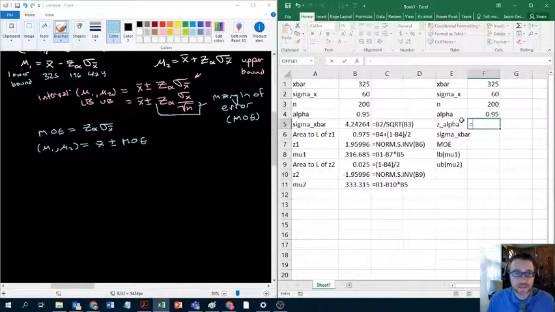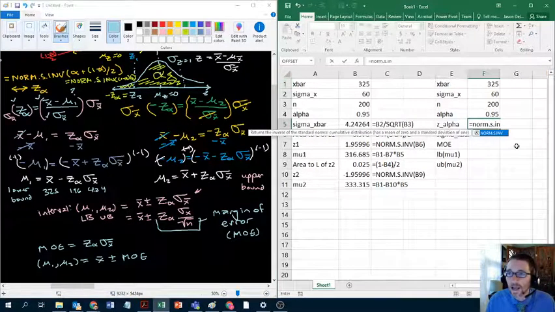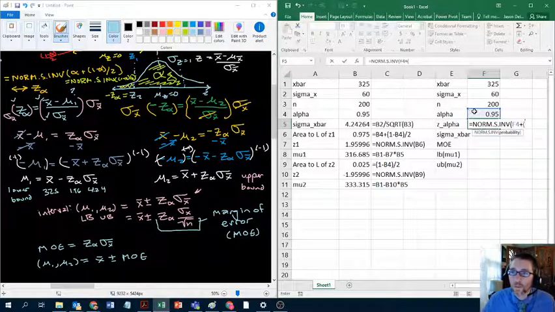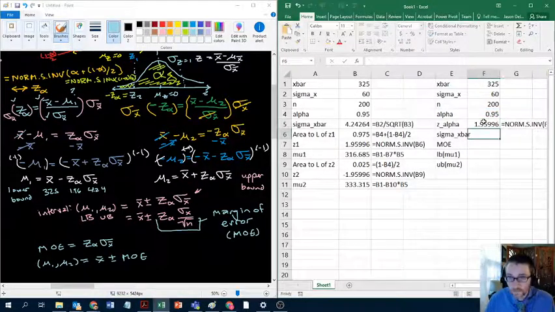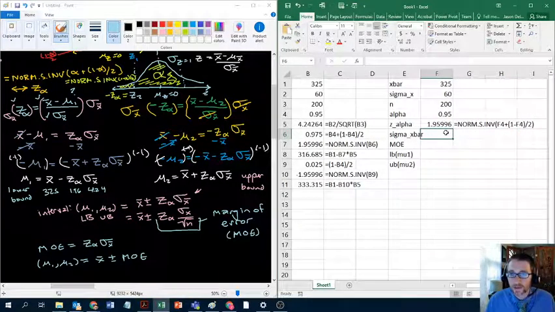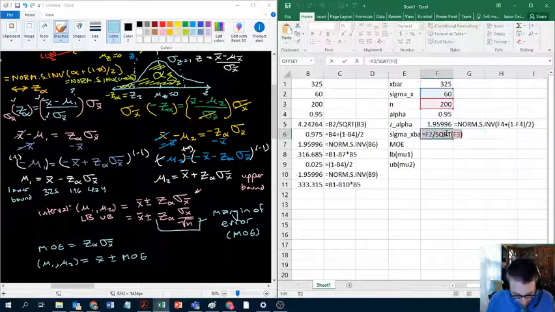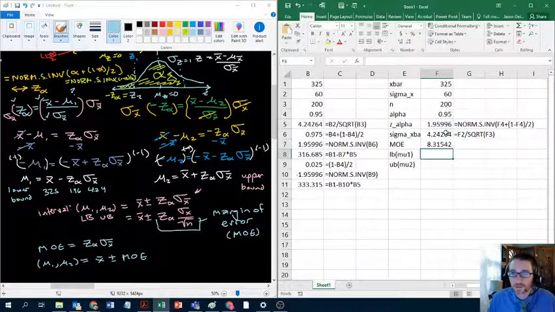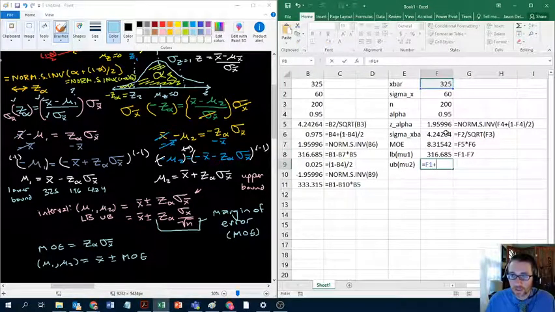So z alpha is going to be, we said it's the norm.s.inv. Let me find the formula of alpha plus 1 minus alpha divided by 2. So that's my norm.s.inv. My sigma x bar is sigma divided by the square root of n. My margin of error is the product of these two numbers, 8.32. And now my lower bound is my x. Here, I need to show you the formula. My lower bound is the x bar minus my margin of error. And my upper bound is my x bar plus margin of error.